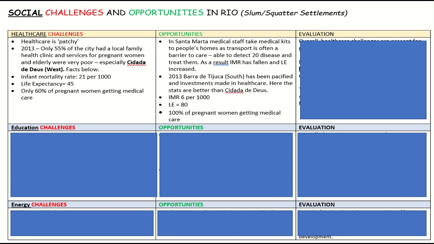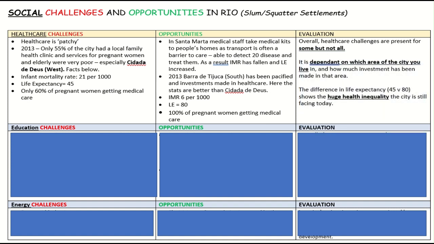In Santa Marta, medical staff take medical kits to people's homes and are able to detect 20 diseases and treat them. Infant mortality rate has fallen, life expectancy has increased. Barra de Tijuca, in the south, has been pacified, and pacification is all to do with the idea of the police going in and removing some of the criminal drug gangs in particular from those areas. So if we compare the two favelas there, in one favela in Rio, we've got a life expectancy of 45, and in another, we've got a life expectancy of 80.